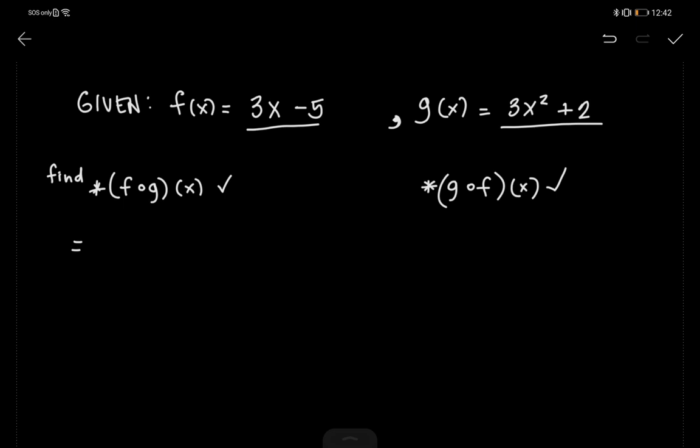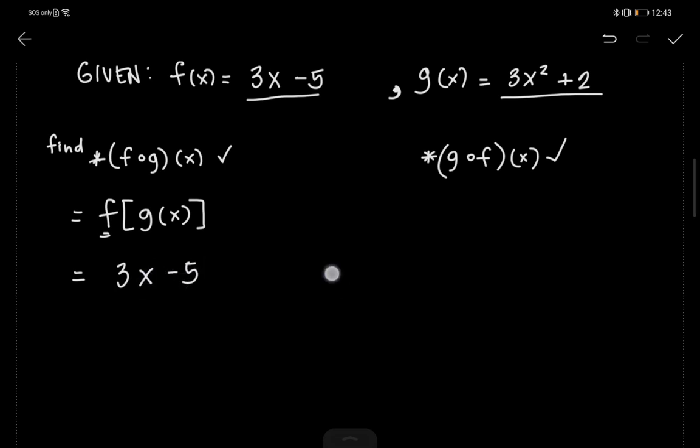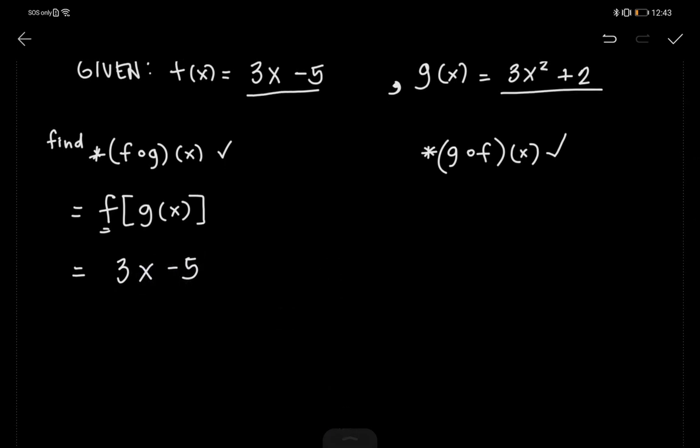So f composite of g of x means that the input of our f function is the value of our g of x. Then here we have to write first our first function, or the f function. So this is 3x minus 5. Then substitute the value of your x, which is the value of your g of x, which is 3x squared plus 2. So here 3x squared plus 2. Then bring down the 3 here and the negative 5.